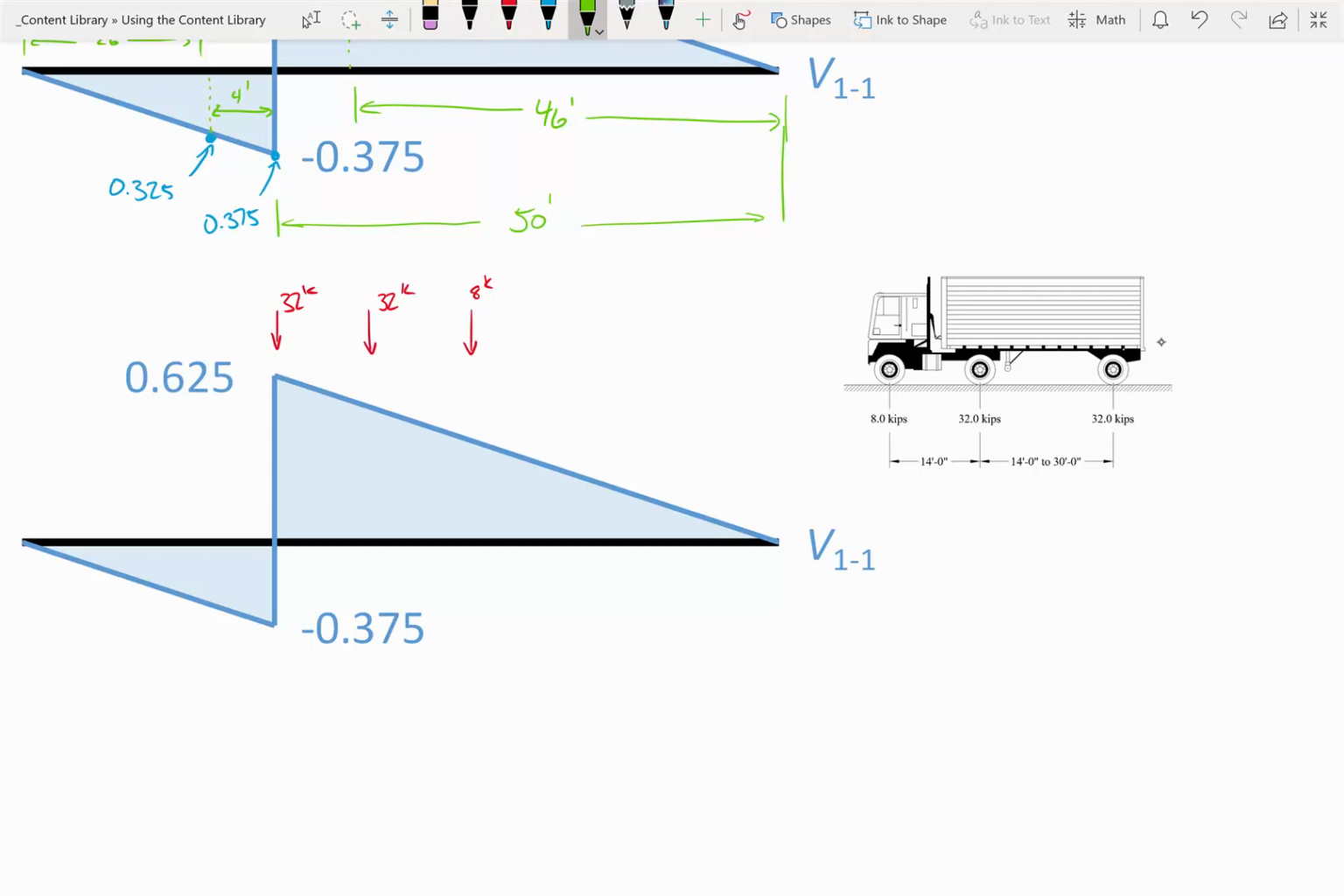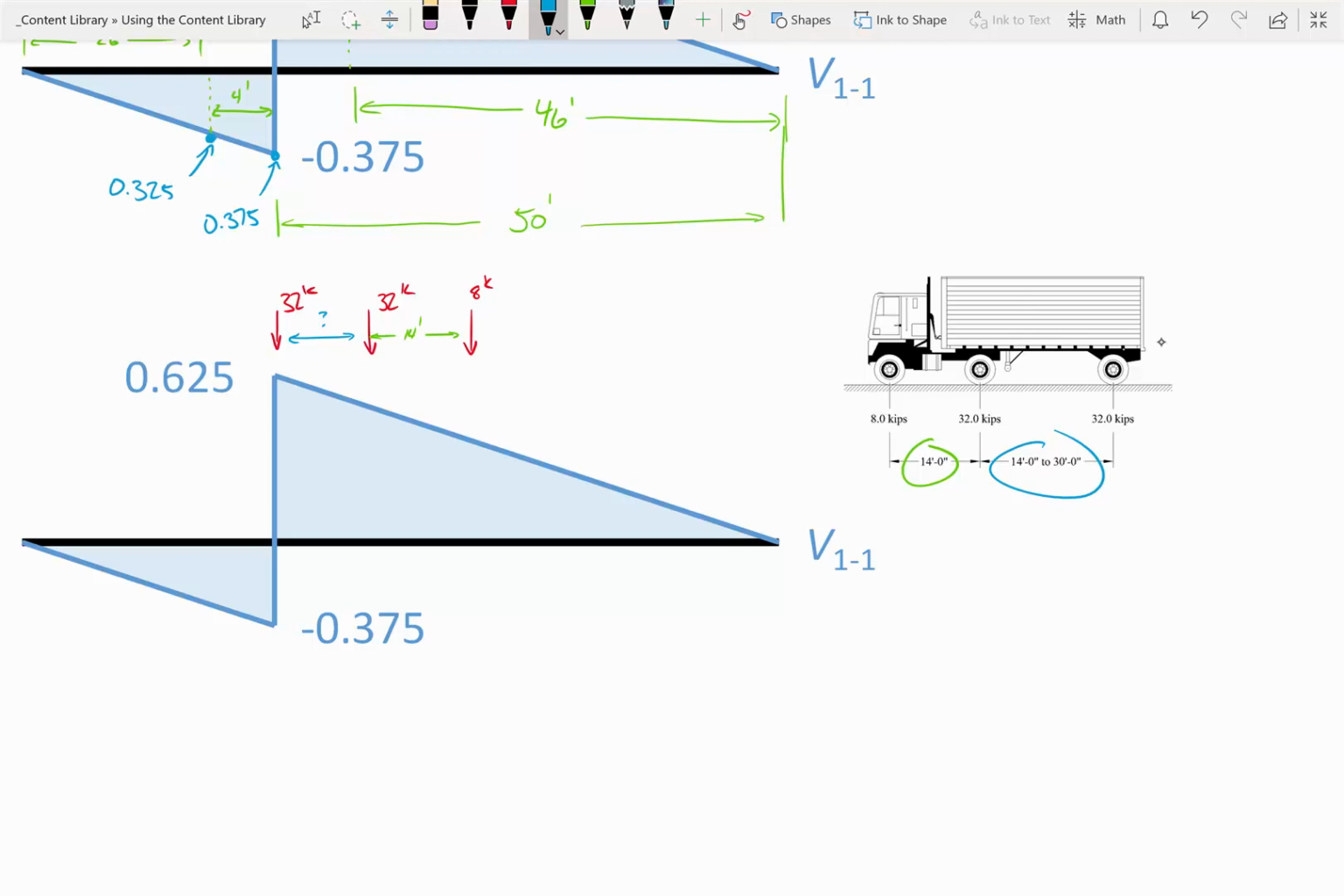Okay, this distance is constant. That's 14 feet. Okay, that's that distance right there. Now let's look at this part right here. This says that we have to vary the axle spacing anywhere from 14 feet to 30 feet. So the question is, if I look at this problem, what do I make this distance? Do I make it 14 feet, or do I make it 30 feet, or do I make it somewhere in between? Well, let's just take the two extremes.